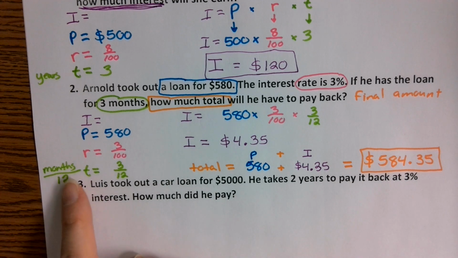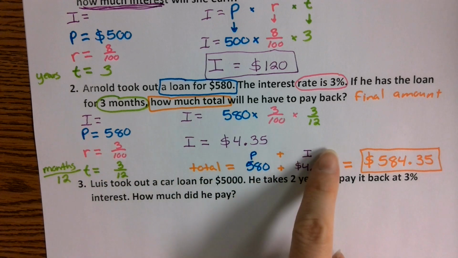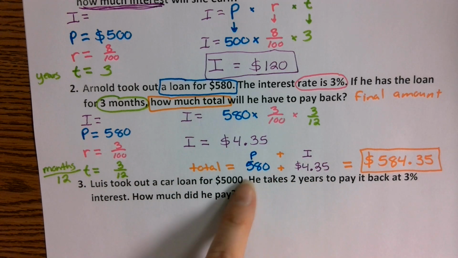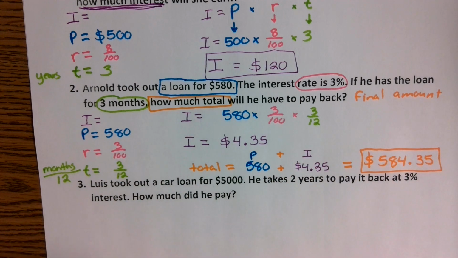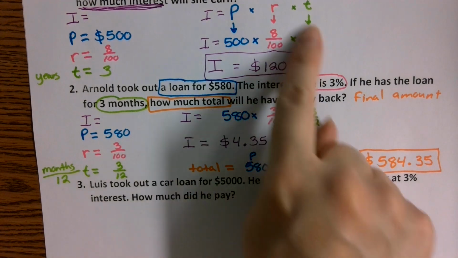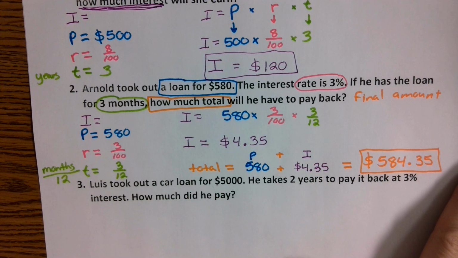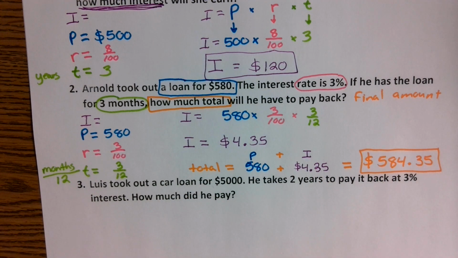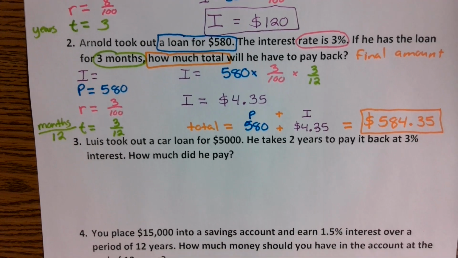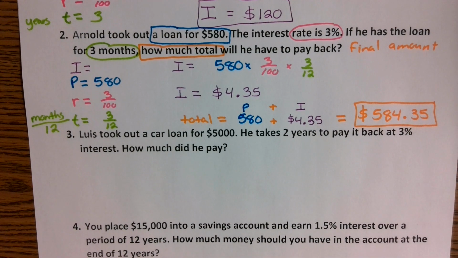So again, you only divide by 12 if they give it to you in months. You only add these two values together if they're asking for a total amount. If they're only asking for interest, you just do the I-P-R-T formula and you stop at that point. Okay, go ahead and try problems 3 and 4 on your own. Very easy stuff, try them on your own.